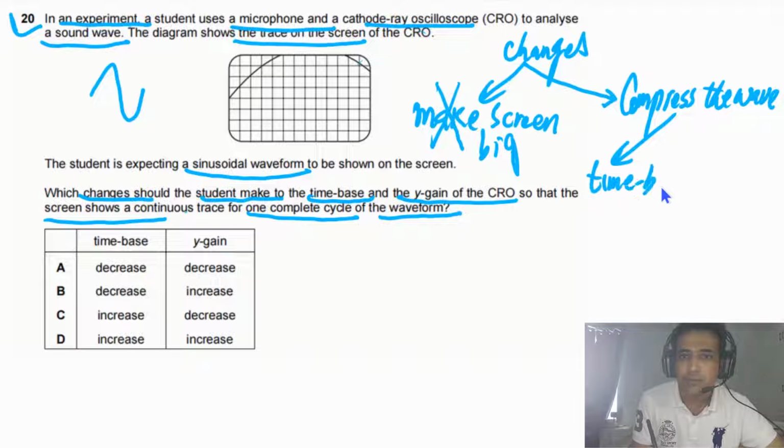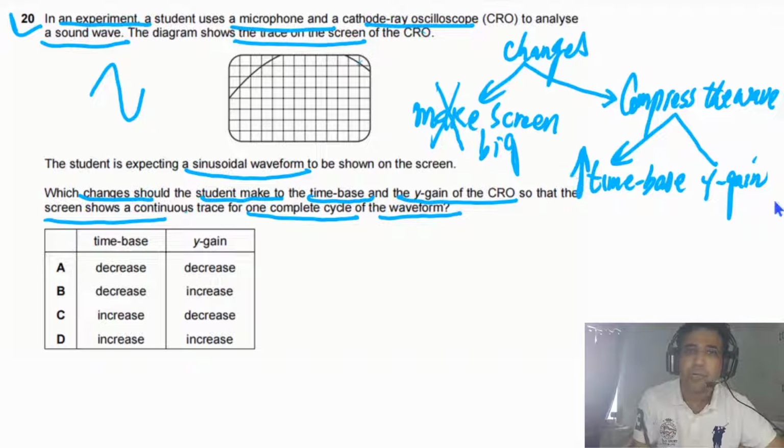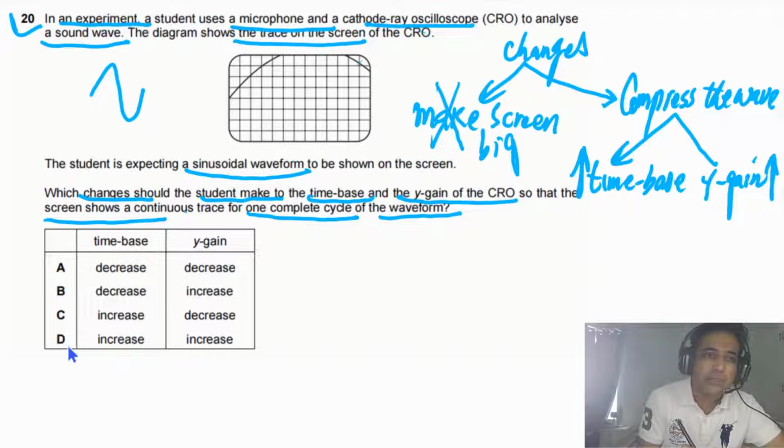So we have to increase time base, and we also have to increase y gain. So we have to increase this one, we have to increase this one. So in this way we can compress the wave. So for this question, simply the answer has to be D. So we have to increase.